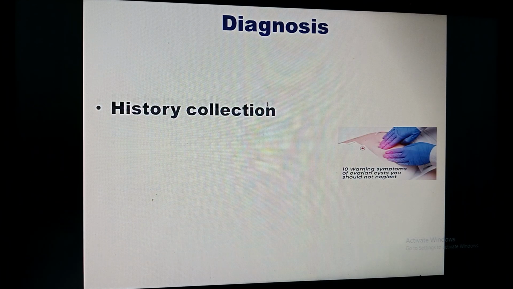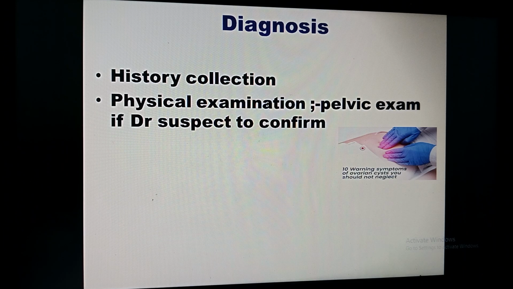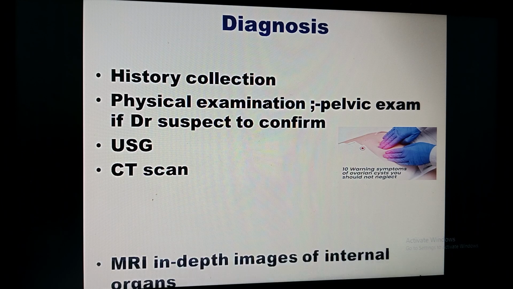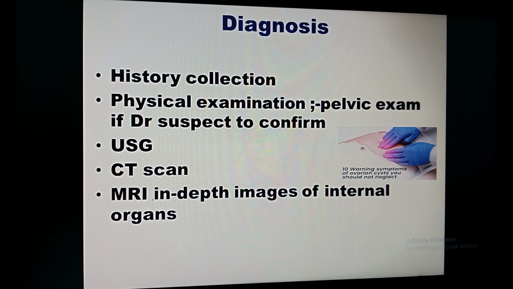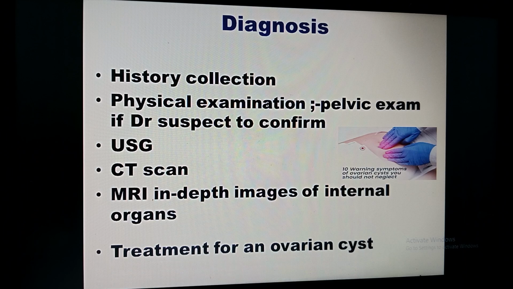So, diagnosis, how to diagnose? One is history collection. When the lady approaches the doctor and describes all those symptoms, the doctor gets a doubt. Then comes physical examination, when the doctor does the abdominal examination with the hand, palpating, the girl may react to that and get pain. Ultrasound is done to know how many cysts there are and which type of cyst. CT scan is sometimes used to know whether it's a cancerous or non-cancerous growth. MRI gives in-depth images of the internal organs.